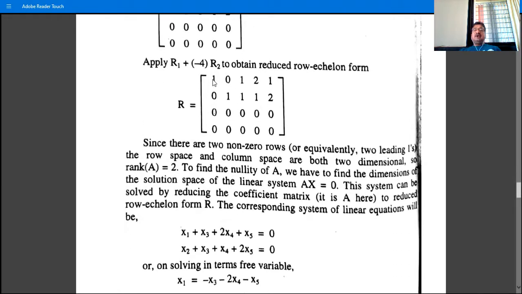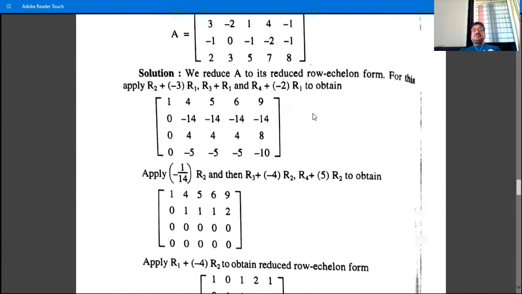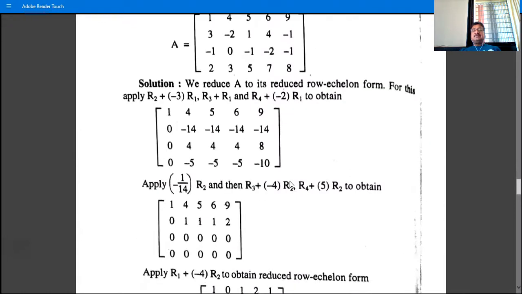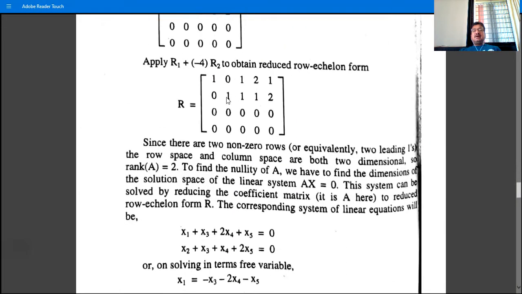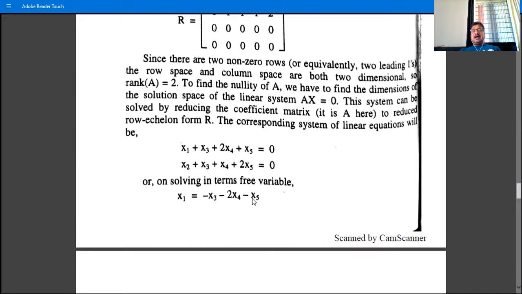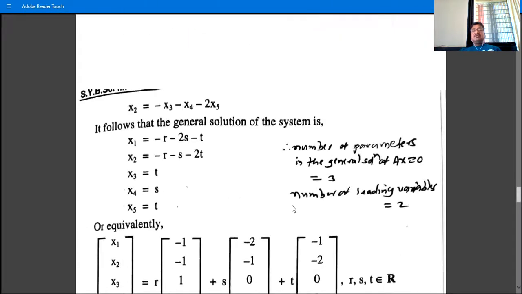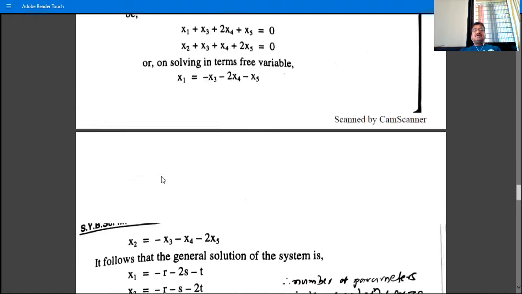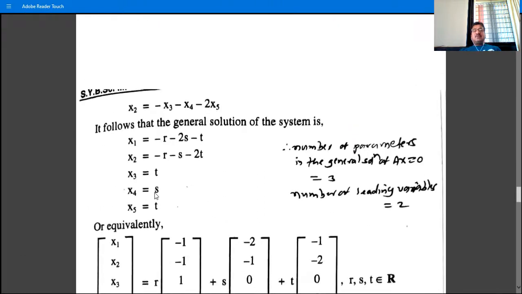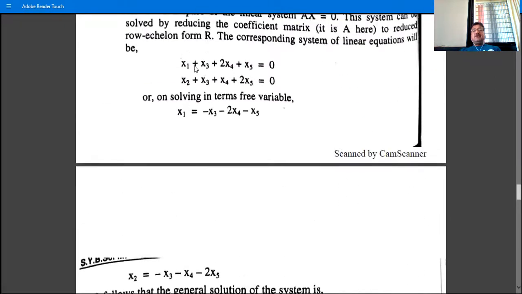So from this we have x1 plus x3 plus 2x4 plus x5 is equal to 0. This is the augmented matrix actually. And then x2 plus x3 plus x4 plus 2x5 is equal to 0. So there are two equations and five unknowns. So we have to assign three unknowns as parameters. We assume that x3 is r, x4 is s, and x5 is t, and therefore from equation 1 we have x1, and from equation 2 we have x2.